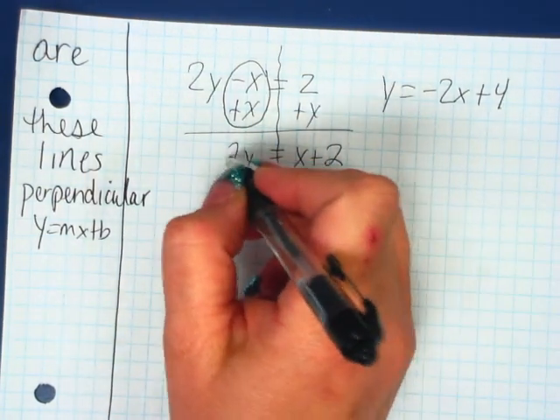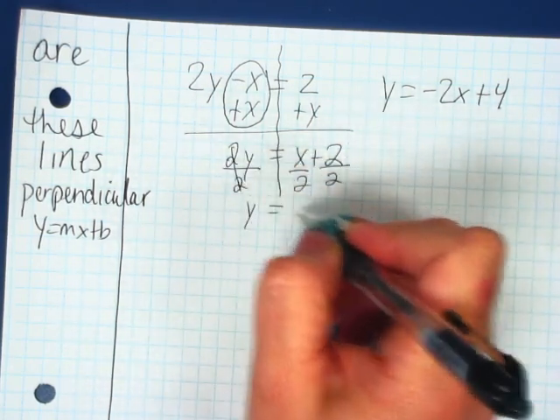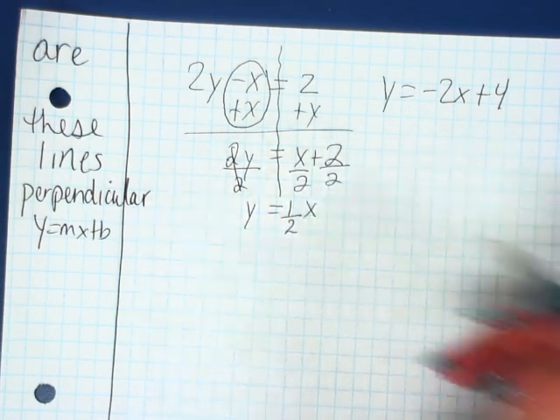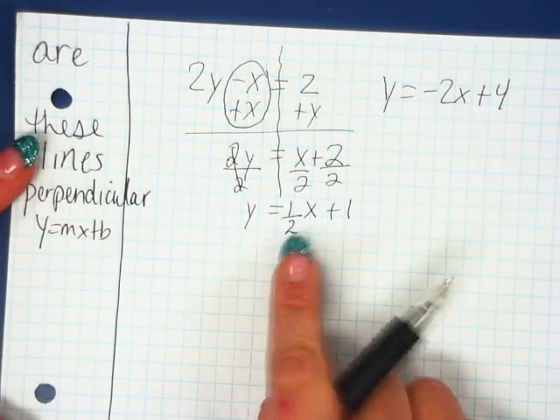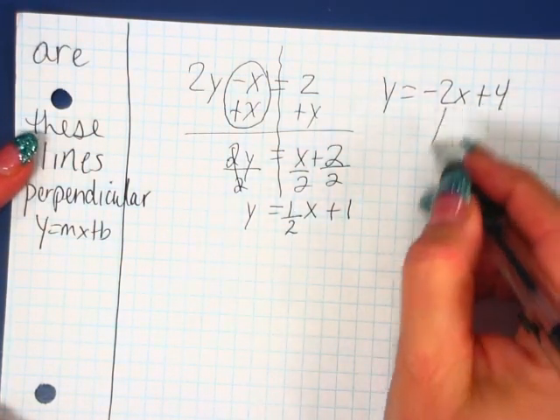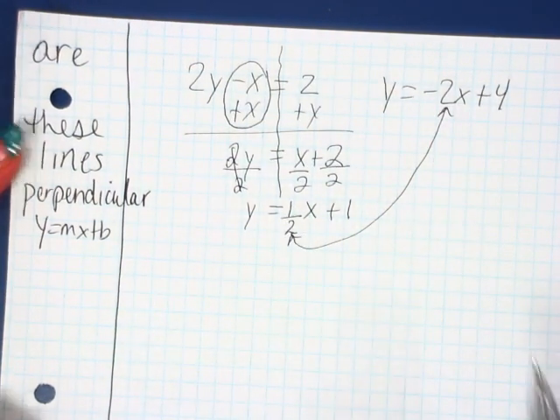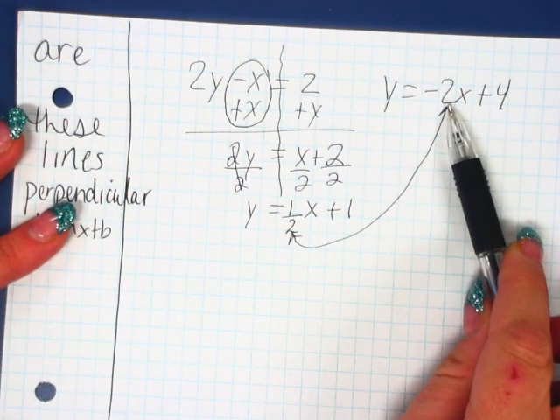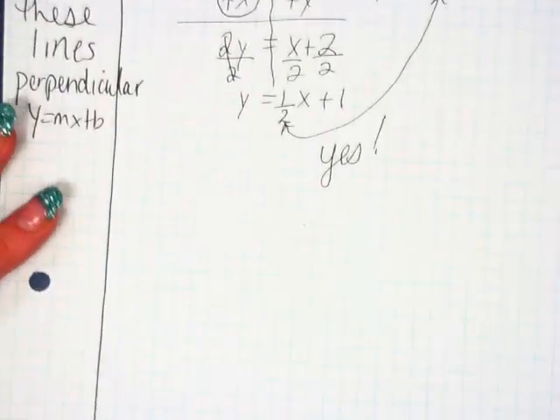Want to get rid of that 2? It's 2 times y, divide. Here we get y equals, either you can write it as x over 2 or 1/2 x plus 1. We're looking for the slope, so it's probably better to write it as the half. Now, in order for them to be perpendicular, this one's already y equals mx plus b. The slopes have to be opposite reciprocals. So one has to be positive, one has to be negative, and then the numbers have to be reciprocals. 1/2 and 2 are reciprocals. One's positive, one's negative. So yes, that is perpendicular.